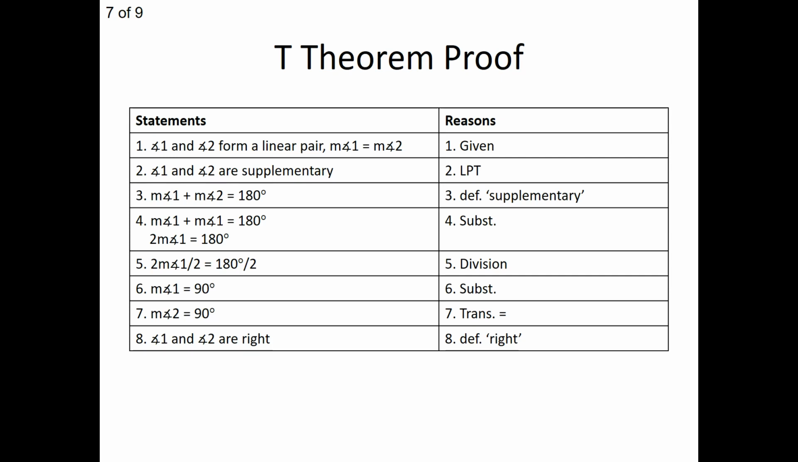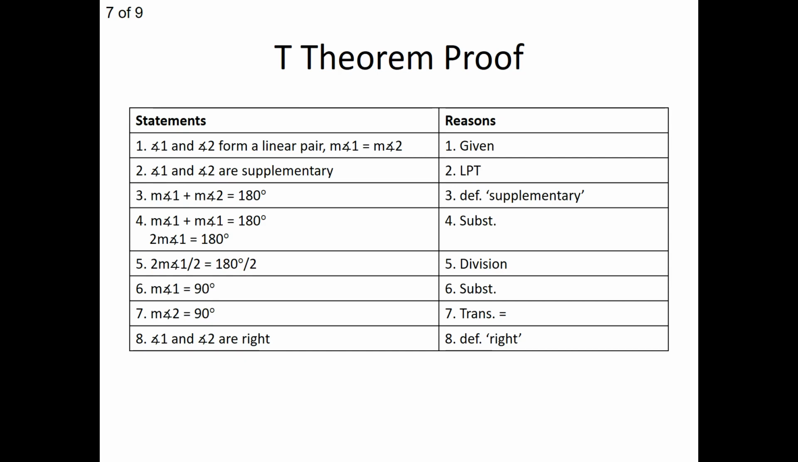Well, I already know that measure angle 1 and measure angle 2 are equal, which means in statement 7, I can declare the measure of angle 2 equal to 90 degrees. Because if angle 1 is equal to 90 and 1 is equal to 2, that means by transitivity of equality, angle 2 is also equal to 90 degrees.